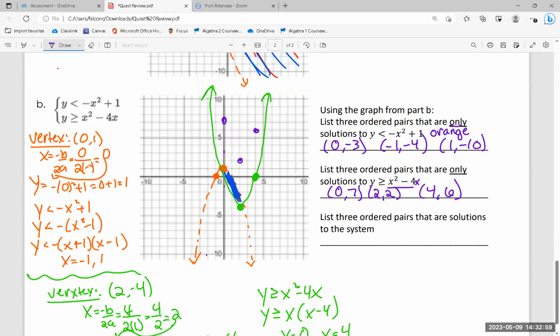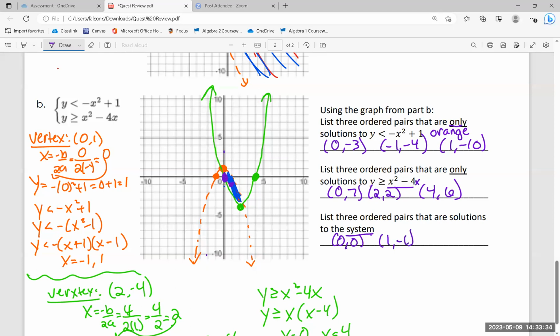Okay. Last one is asking for ordered pairs that are solutions to the system. So that is meaning ordered pairs that are in that little area that we shaded. Or could be on the green one, because technically the green one is a solid one. So it could be on the green or in the shaded. So we could do like 0, 0. We could do, looks like 1, -1.